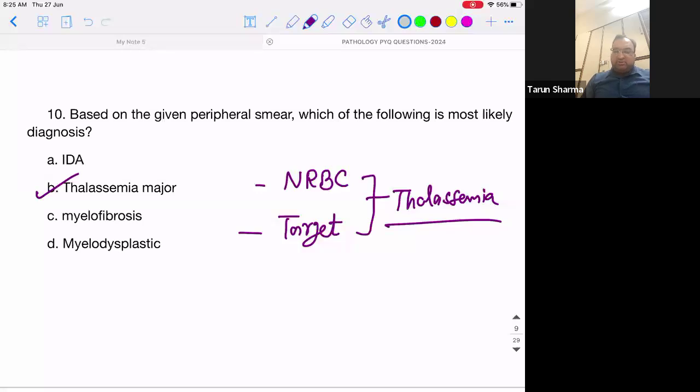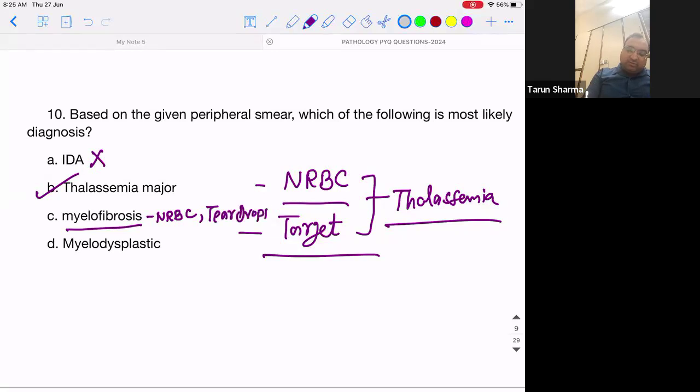A patient with thalassemia major will have the nucleated RBCs and the target RBCs also. IDA, there will be no NRBC, there cannot be a target RBC. Myelofibrosis, yes, you can see the NRBCs are there. But with myelofibrosis NRBCs, you are going to see one particular RBC called the teardrop RBC. That is commonly seen in myelofibrosis, not the target cells. So if the question says NRBC, nucleated RBCs, and teardrop RBCs are given, then you will say myelofibrosis can be one of the options.